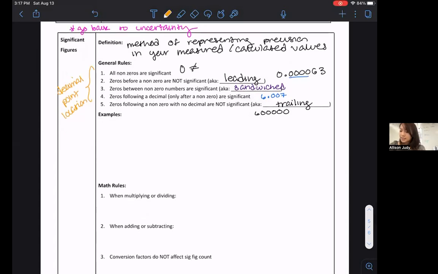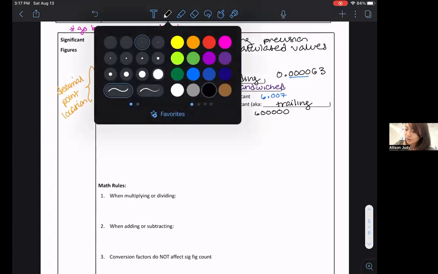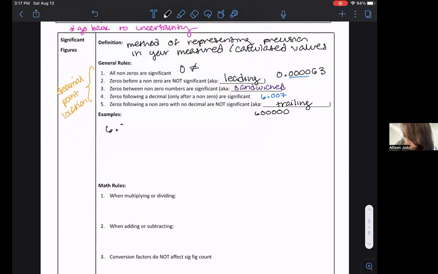So let's look at some examples. If I have a value of 6.7300, what are my significant figures? How many of those digits are actually significant to me as a scientist? First of all, non-zeros are significant, so automatically, according to rule 1, these 3 count. Right there, I have at least 3 sig figs. But what about these other 2 zeros?